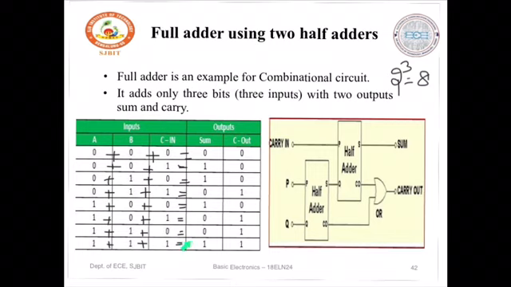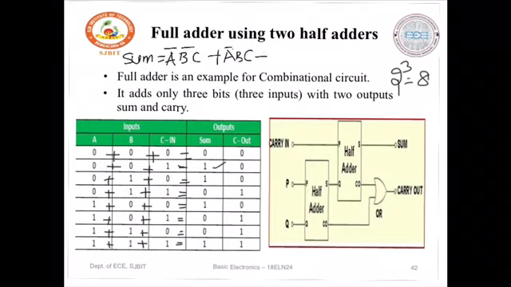The corresponding input combinations for this output equal to 1 are to be taken to get the Boolean expression for the sum. For example, if I want to write the expression for sum, the first combination is this one, right? For this, I need to take the input combination now. So A bar, B bar, C plus. Second combination for which the output is 1 is A bar, B, C bar plus. Next one is A, B bar, C bar. Next is A, B, C. Like this, I can get the expression for sum.